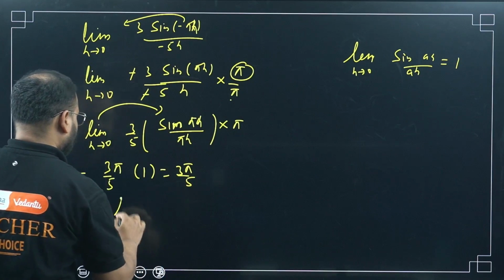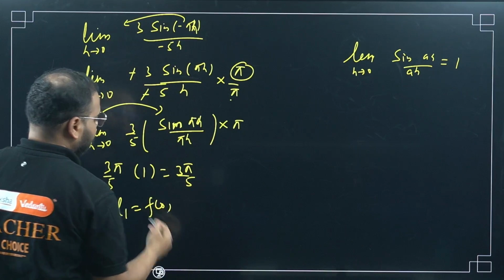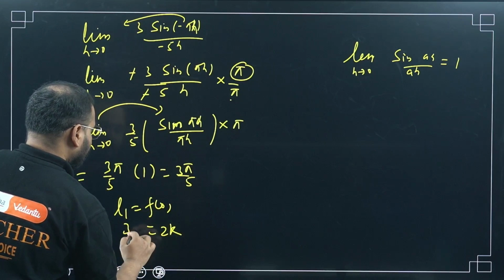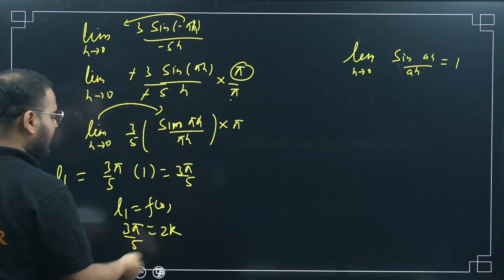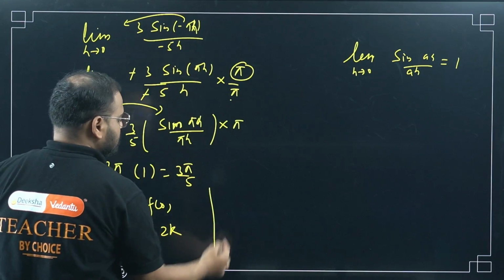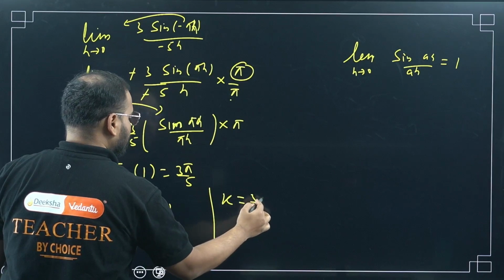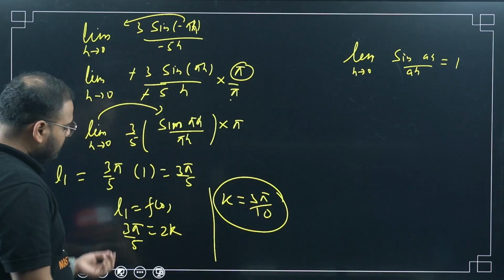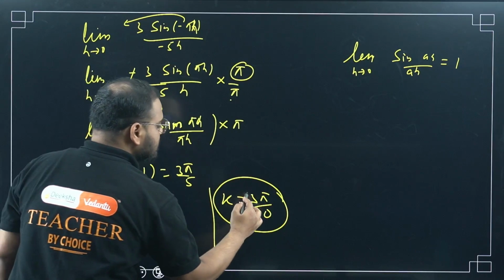We know that L1 is equal to what? F of 0. For it to be continuous, what is my F of 0? 2k it gave. Find the k value. 2 will come here, becomes k equals to 3 pi by 10. 3 pi by 10, right? I can bring this 2 here, becomes 10.